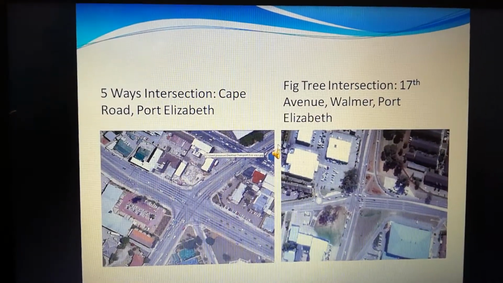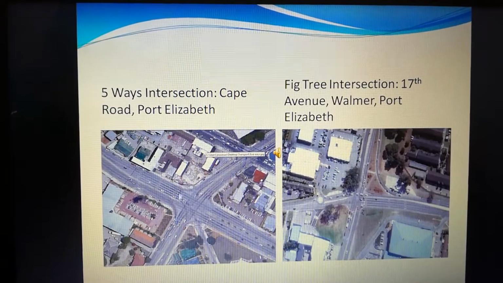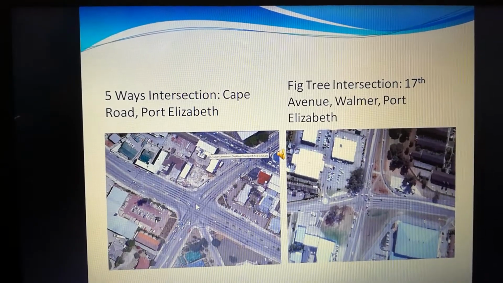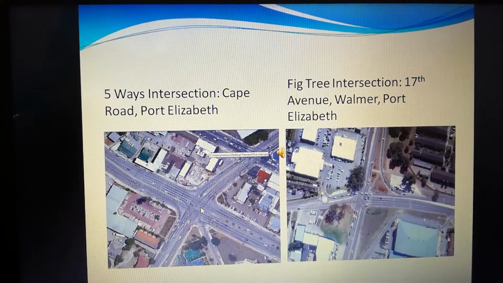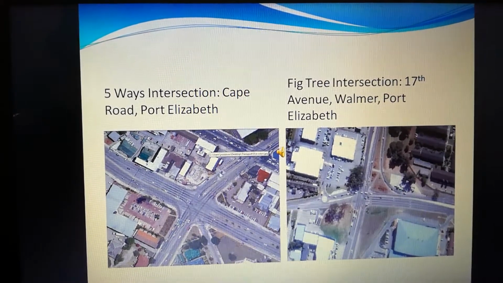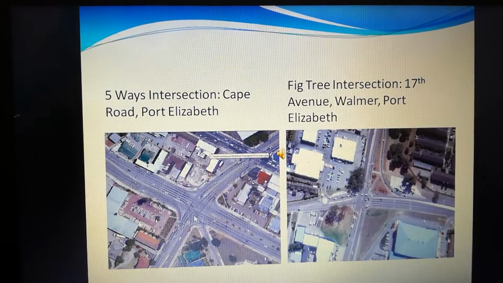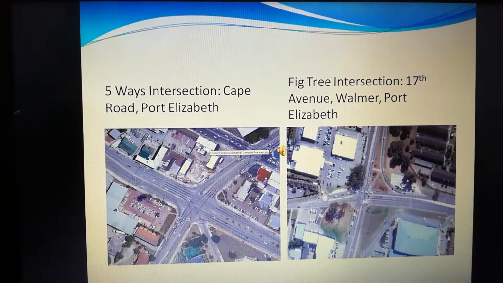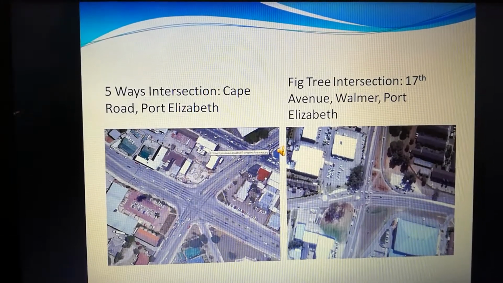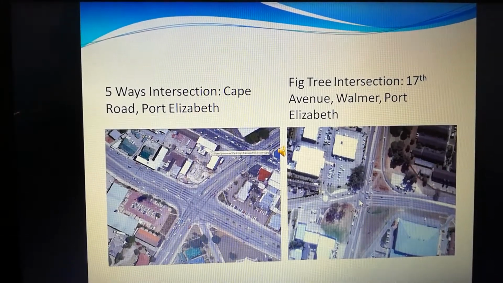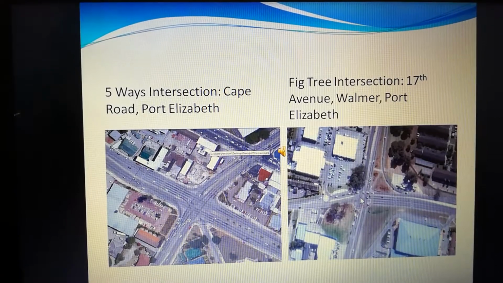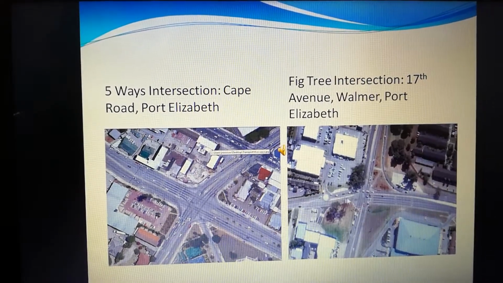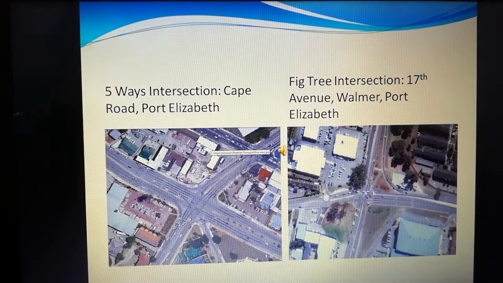The intersections under consideration are the Five Ways intersection, which is located at Cape Road, Port Elizabeth. The Five Ways intersection is formed by Cape Road, Albany Road, Rosemary Avenue, and Park Lane. The second intersection under consideration is the Fig Tree intersection, which is located at 17th Avenue, Walmer, Port Elizabeth. That intersection is formed by Springfield Road, 17th Avenue, and Main Road, Walmer.